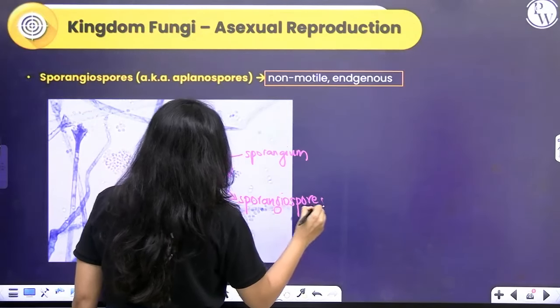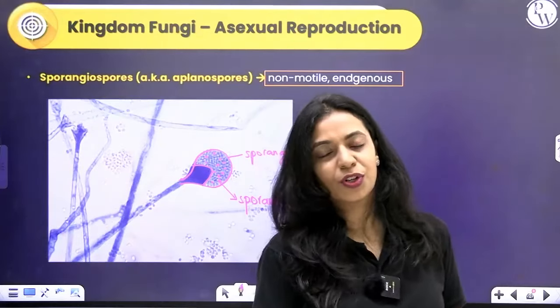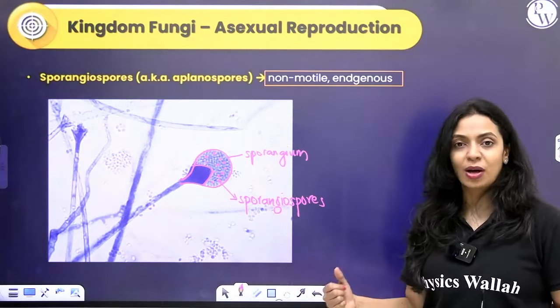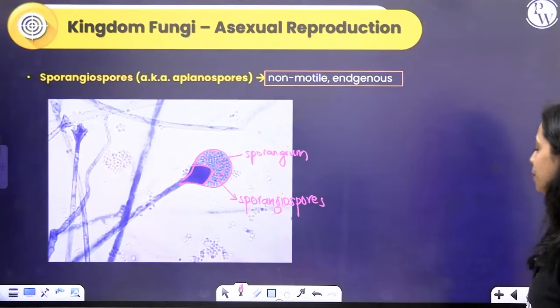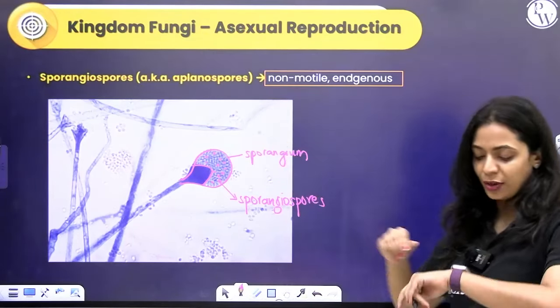When the sporangium breaks open and releases the sporangiospores, on finding a suitable substratum they will germinate and give rise to new hyphae. Okay, the difference between that and this is that this is exogenous, this is endogenous.